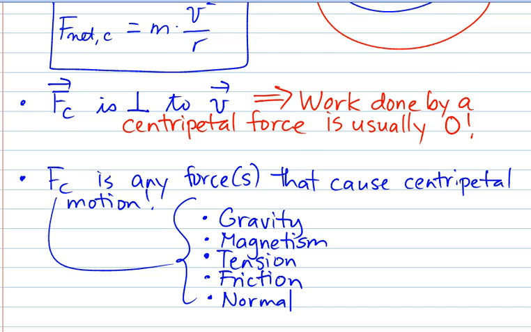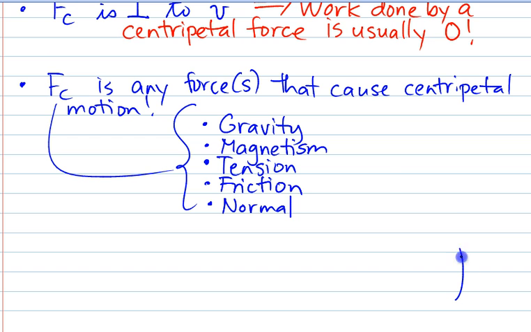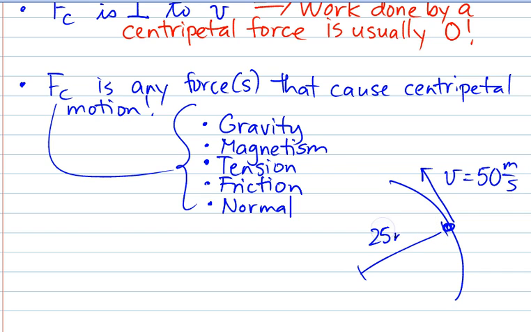And as a very quick example, let's say that we have something going in part of a circular path and it's got a speed of 50 meters per second. The circular path is 25 meters in radius and the mass is 20 kilograms. Okay, so what's the centripetal force? Well, it could be friction, but the amount of the centripetal force is simply m v squared over r.